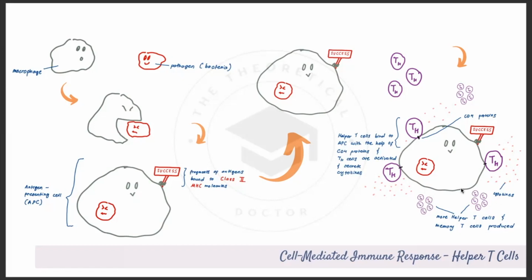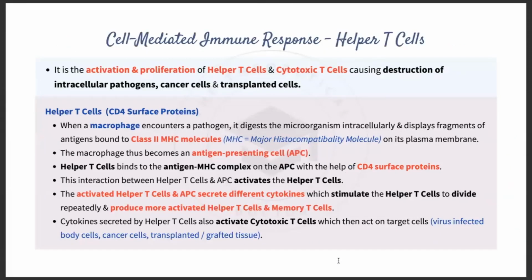Okay, so the cytokines secreted by the helper T cells also activate cytotoxic T cells, which then act on the target cells such as virus-infected body cells, cancer cells, or transplanted or grafted tissue. So this part over here, I'm actually specifically explaining on the helper T cells in the cell-mediated immune response. So this is basically the explanation that I've said. So you can pause the video over here to read the explanation, or you can rewind back and look at the diagram again, depending on which one is easier for you. So this was on the helper T cells. Now let's go to the cytotoxic T cells.